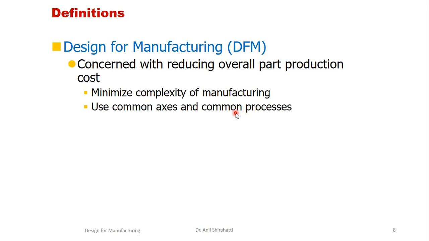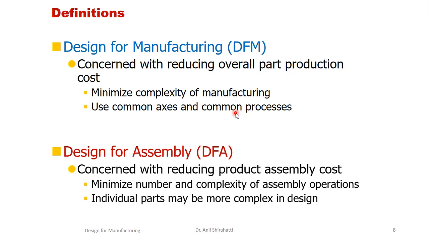Now when you are designing the component, you also should consider whether it can be assembled at a faster rate. That is design for assembly. It is concerned with reducing the product assembly cost. So minimize the number of parts and complexity for assembly operation. An individual part may be more complex, it is fine, but when they go towards assembly, they should be very simple. Right?